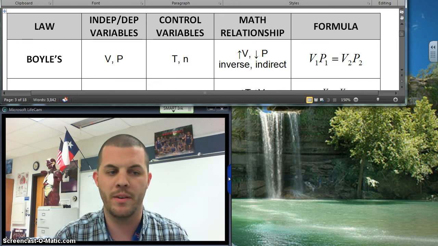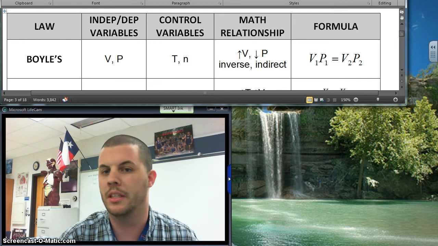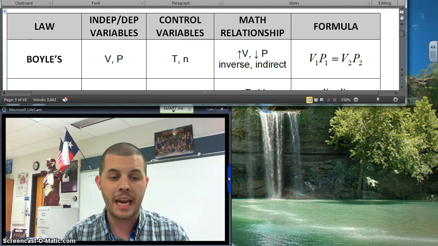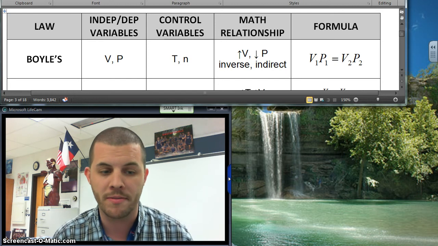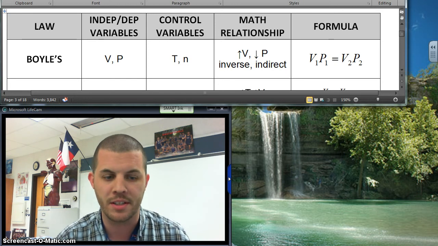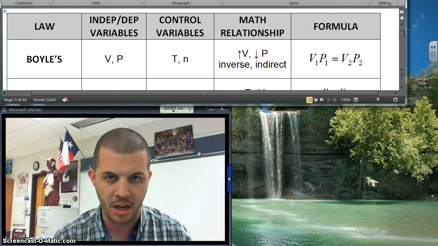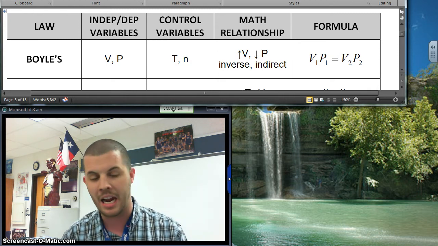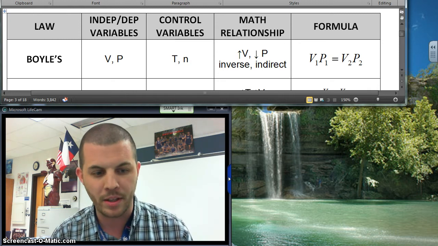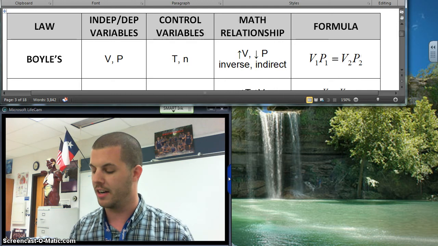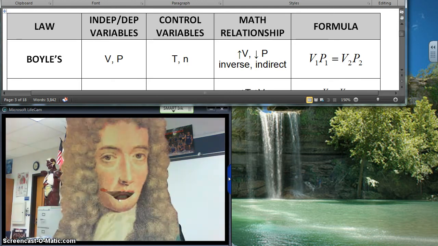Hey everybody, we've got some new formulas to show you, and also we've got some more friends who are going to help show us their laws. Okay, now as you can tell, we've got Boyle's law, and so I bet that some guy named Boyle came up with it. So let's see if I can find Robert Boyle.